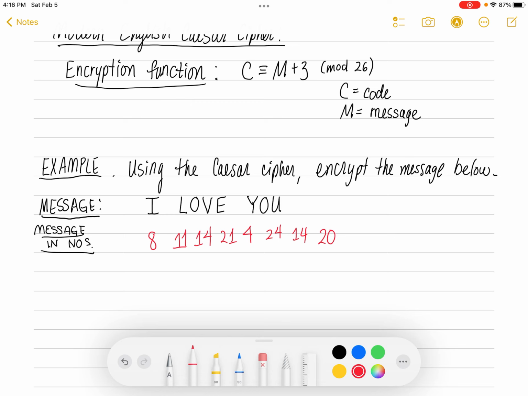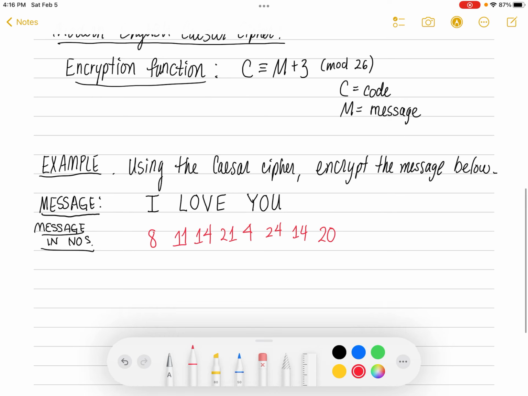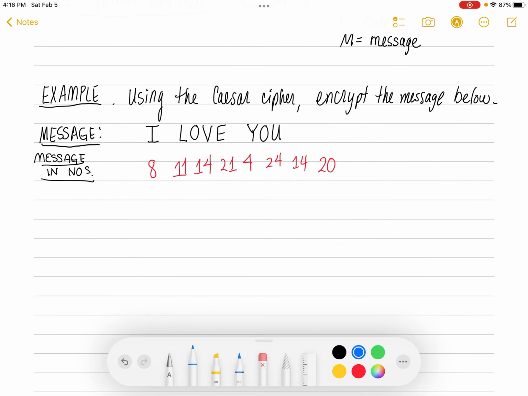So what we want to do is use the encryption function. The encryption function says you add 3 and then mod it by 26. So this is going to be the code in numbers.